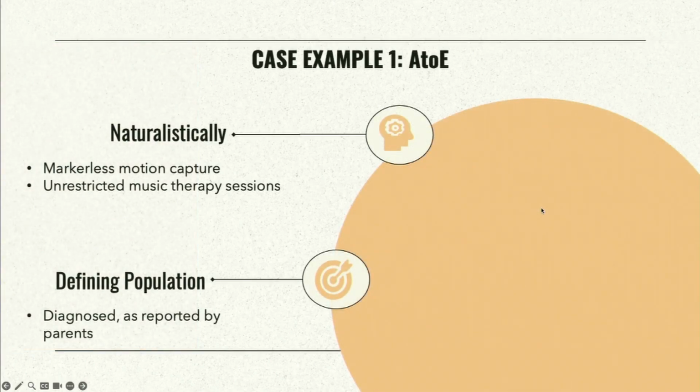So yeah, I sort of said this at the beginning, but this was addressing the naturalism using markerless capture and defining the population. What we did for this was we recruited through parents. We said, is your child diagnosed? We assumed the parents would tell us the truth, which is a fairly good assumption, but not perfect, obviously. But that was the solution we had in this case.